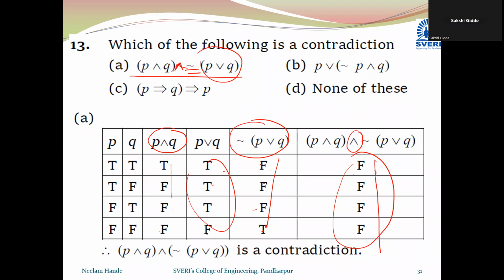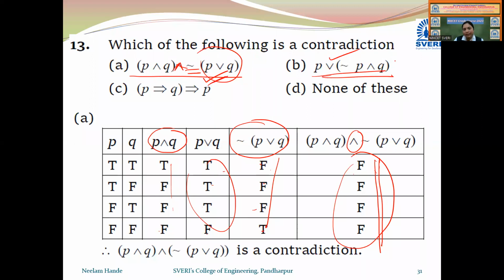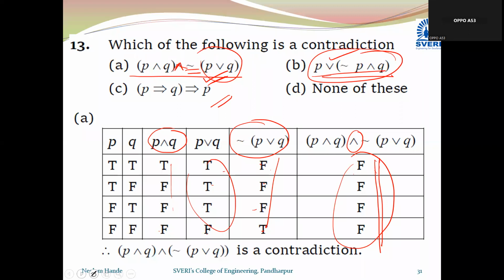Right. After solving, we get all false, and all false is nothing but a contradiction. This statement is a contradiction. You can check the other statements also. I guess there will not be a contradiction. So the first statement is a contradiction.